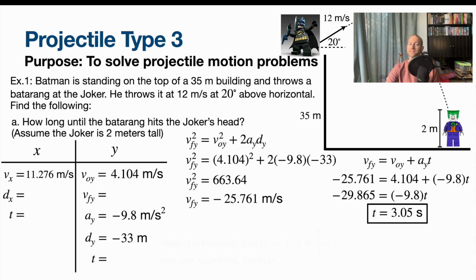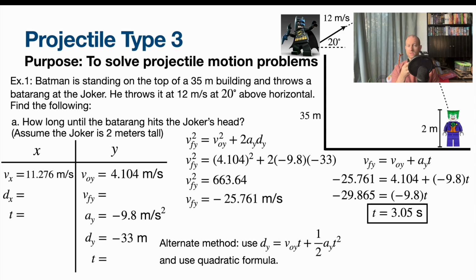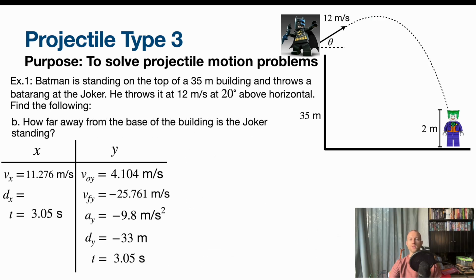Now, there is another way to solve for time. You use this dy equation, but you're going to have to use the quadratic formula. So if you're comfortable using quadratic formula, you can use this equation and solve it without needing VFY first. But you're going to use VFY anyways later, so you might as well solve it here. That's why I suggested doing it that way. So we got the time.